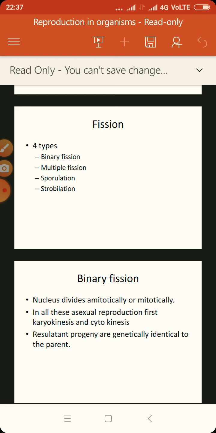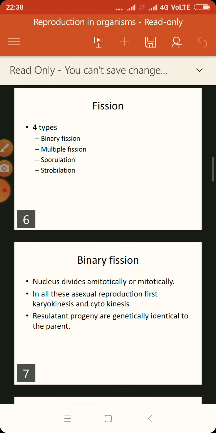When we try to classify fission, it may be of 4 different types. Number one, binary fission. Number two, multiple fission. Number three, sporulation. Number four, strobilation. In the sense that a single organism can be broken down into different parts, and each part of the divided parent will be formed into young ones.